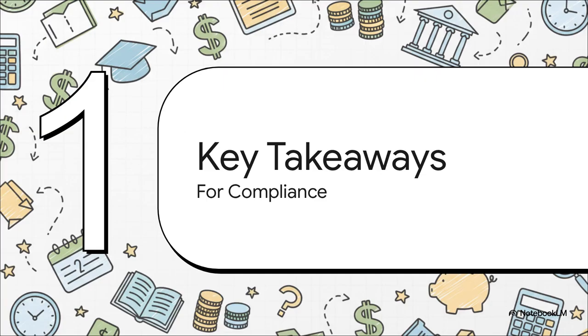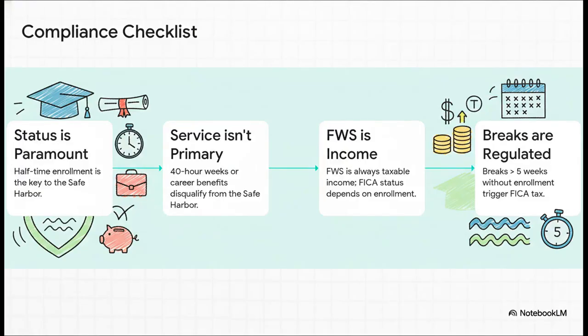Okay, that was a deep dive. Let's pull back up and just quickly recap the absolute must-know takeaways you need to remember to keep your department compliant. Here are the 4 things to drill into your brain. First up, student status is everything. That half-time enrollment is your ticket into the safe harbor. Number 2, service can't be the main gig. Watch out for those 40-hour work weeks and those career-level benefits. They're instant disqualifiers. Third, FWS is always income for income tax purposes, no debate. It's FICA status, though, that hinges on enrollment. And finally, number 4, watch those breaks like a hawk. That 5-week rule for non-enrollment is a major compliance tripwire.